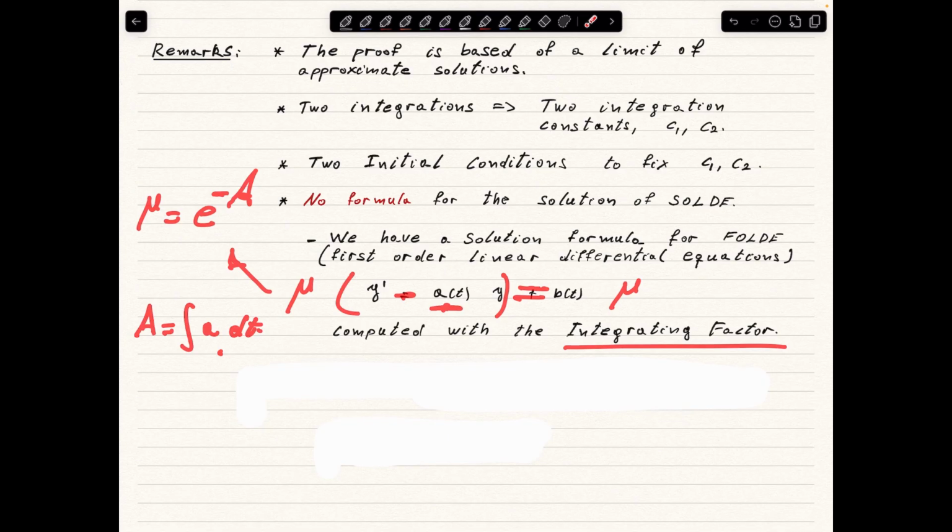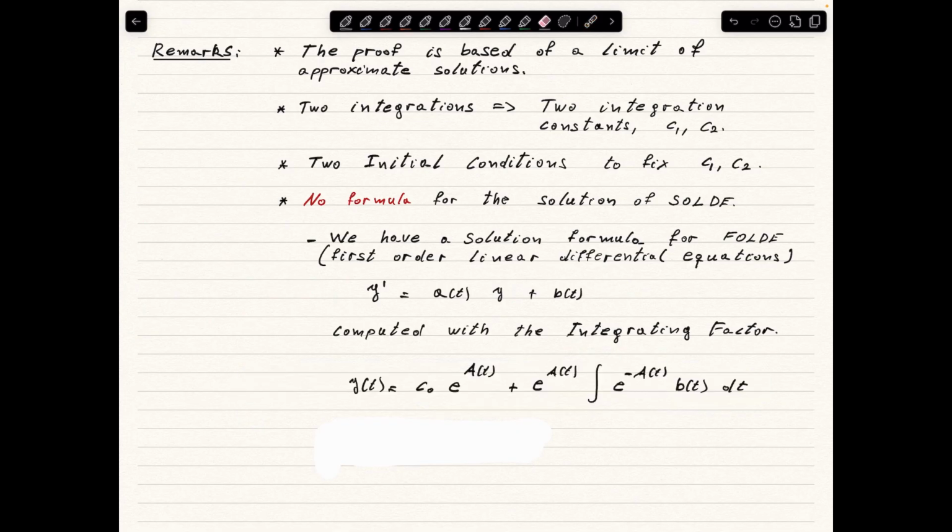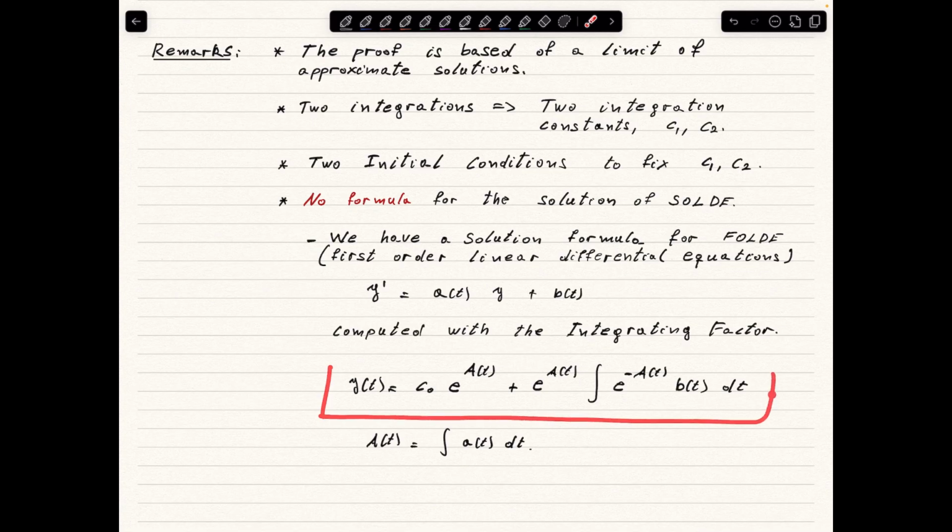And then you can finish the calculation, and you are going to end up with this formula for the solution, where, as we said before, big A, or capital A, is the antiderivative of the coefficient in the equation, small a. So we have a formula for solutions of first order equations. As soon as we put a second derivative here, we are unable to get the formula. So those are the main remarks we wanted to make about this theorem.